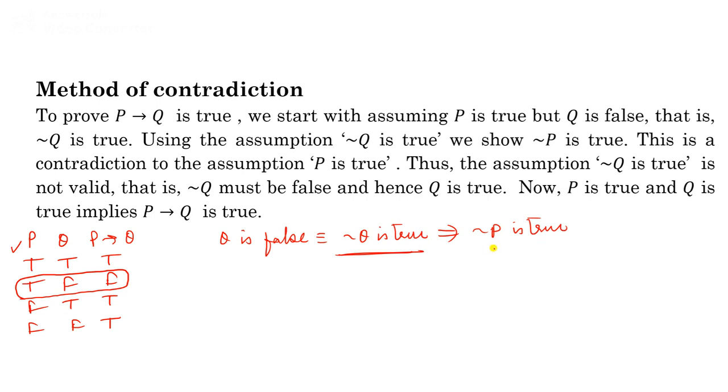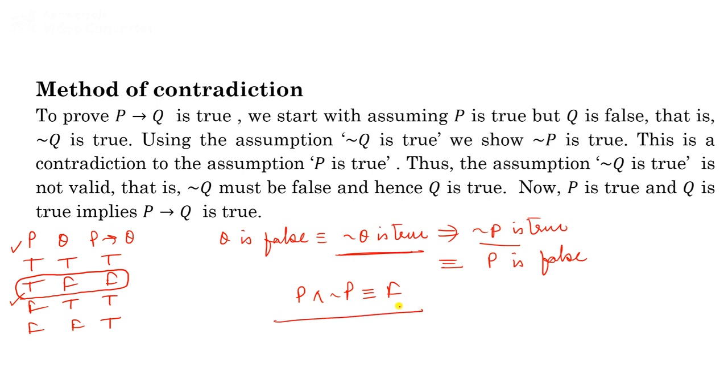Once we show negation P is true, this is equivalent to saying P is false. Now look at this. Here we are saying P is true, but here we are getting P is false. It means we are getting a contradiction. In other words, P is true and negation P is also true, which is equivalent to false F.